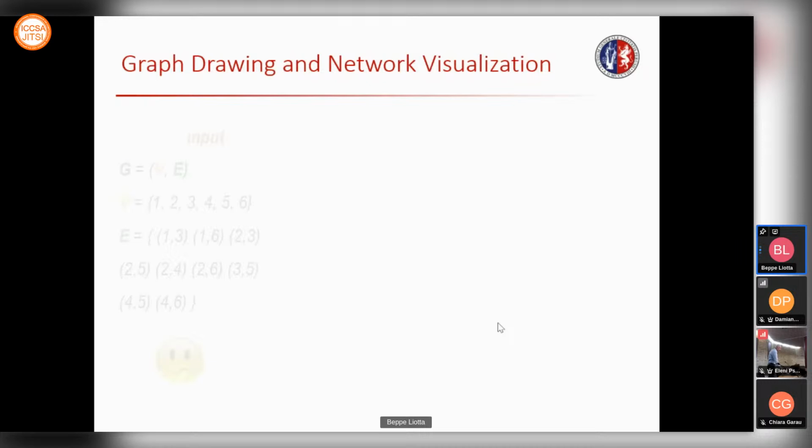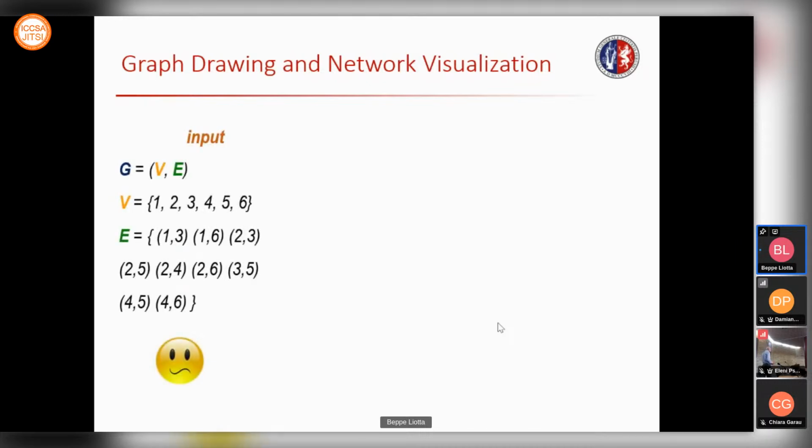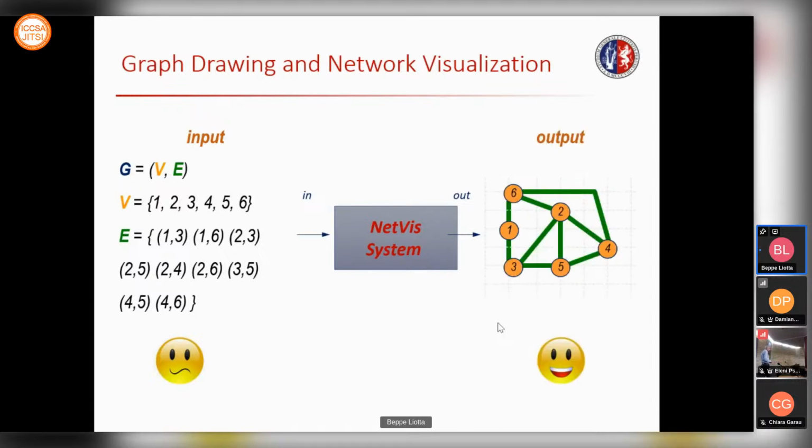So what is then graph drawing and network visualization? Graph drawing and network visualization is a field of computer science which considers the following problem. In input, you have a network that from an algebraic point of view is described by a structure called graph. So you have a set of vertices and a set of edges, connections that describe the relationships between your data. The data are the vertices. And then you want to design a system that I will call NetVis system here, that produces as output a visualization of your data and of your relationships, which makes it easy to extract the information you're interested in.